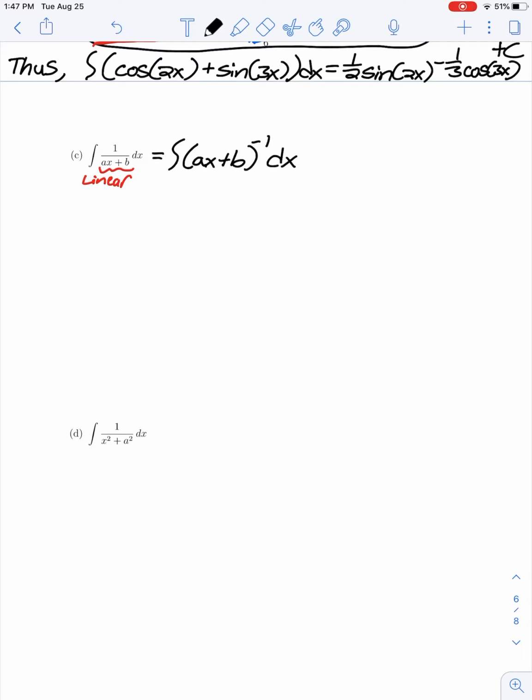So let's see how we're going to handle this. In either case, we would choose u to be maybe the denominator, ax plus b, or the inner function in our composition, if we rewrote it in the second form, in which case du is equal to a times dx, and so dx is equal to du over a.